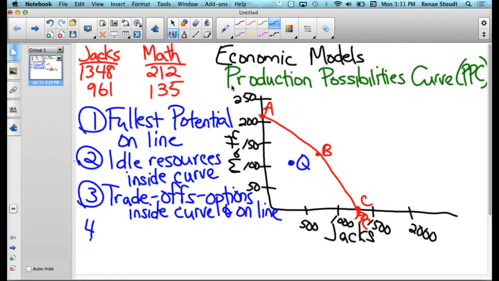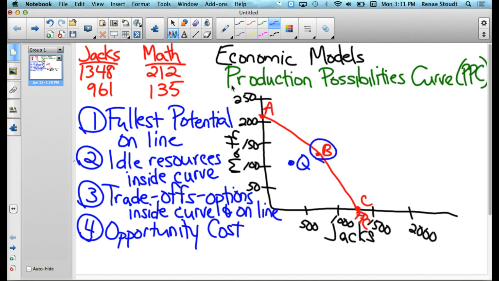Now, once we make a choice, however, we can also talk about opportunity cost. Okay, so let's say, for example, I chose B, and I want to have that combination of jumping jacks and math facts. And then for whatever reason, I decide that I want some more jumping jacks. So I move from point B down to point C. Or maybe I can put some more dots on here, and I can have Z, I can have T, it doesn't matter. But I'm moving down the curve, and let's say I go from B to Z.